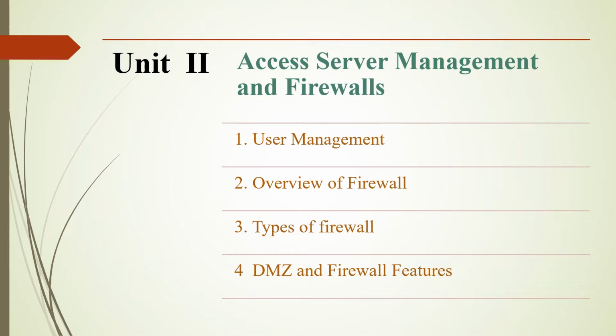Overview of Firewall. A firewall is simply a program or hardware device that filters the information coming through the internet connection into your private network or computer system. Then types of firewall. There are four types of firewall: packet filtering router, circuit gateways, application gateways, and a combination of the above, which is the dynamic packet filter. And the last topic is the DMZ and firewall features.